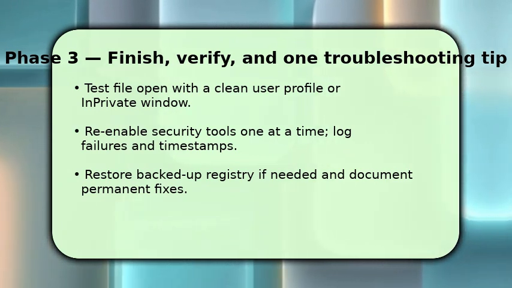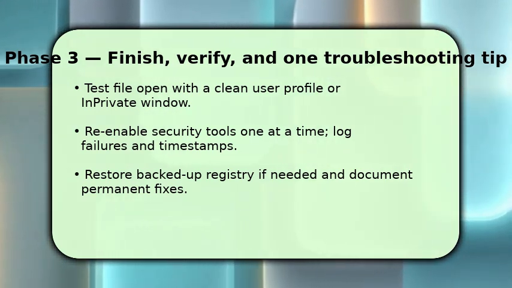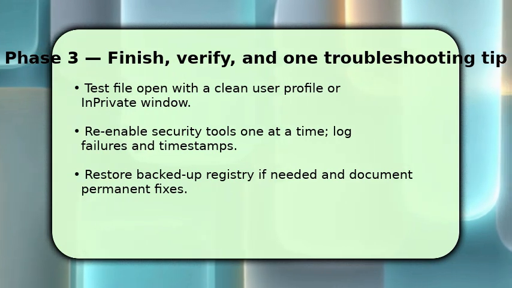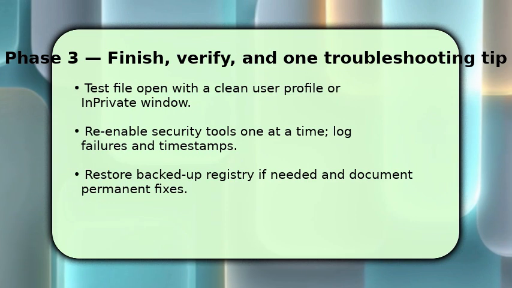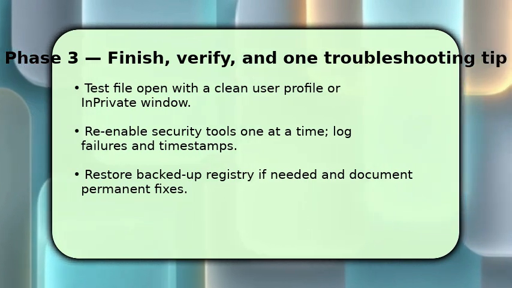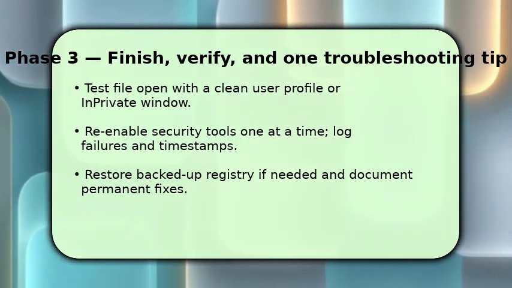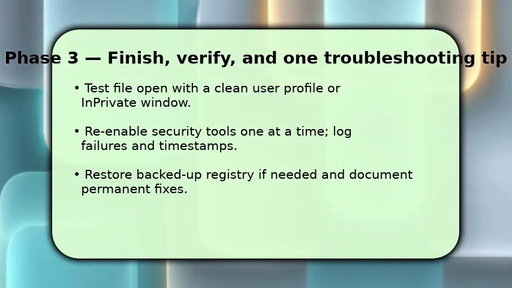Then, re-enable antivirus and browser extensions one at a time and retry downloads, making note of error messages and timestamps to trace culprits. If a registry edit caused problems, restore from your backup immediately.